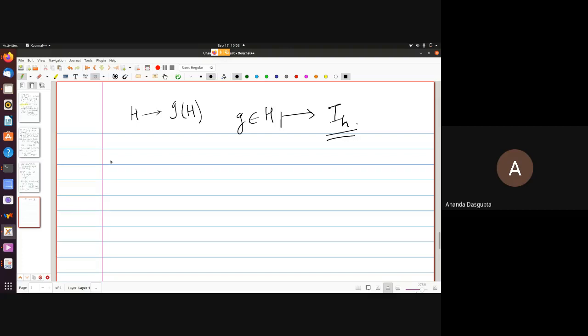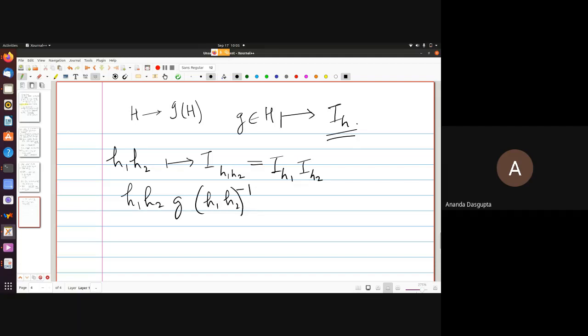In other words, H1, H2 will map to I_{H1 H2}. How do you show that? It's straightforward. H1 H2 of course will map into I_{H1 H2}, that's trivial, but that's I_{H1} times I_{H2}. That's what we need to show.